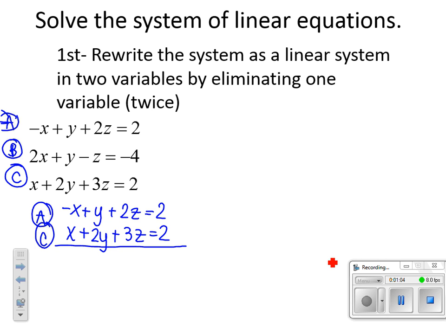So negative x and x, that cancels. y plus 2y is 3y. 2z plus 3z is 5z. And 2 plus 2 is 4. So that's one 2 by 2 system that I want.